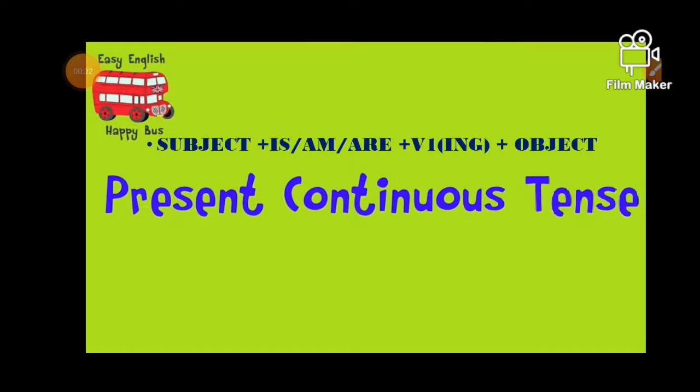So you need to remember the most important thing: helping verb plus V1 ing. V1 ing, I told you already guys, is called present participle, and this present participle is used in all continuous tenses like do, doing, go, going, work, working, write, writing, read, reading. Like I am reading, right? He is reading.